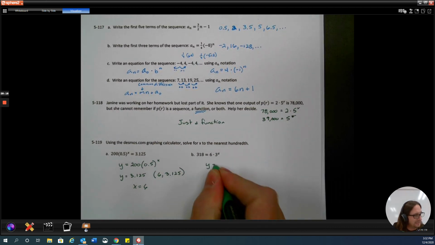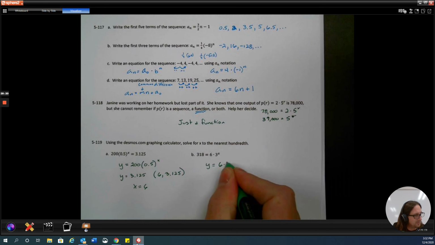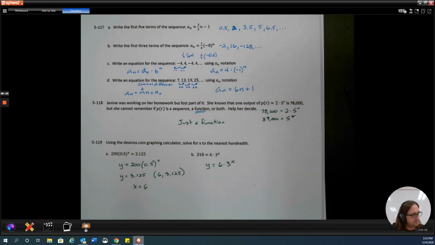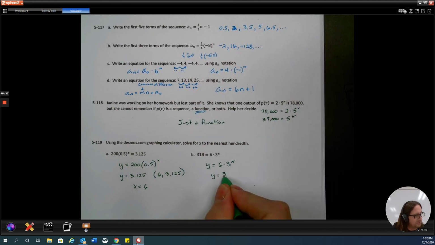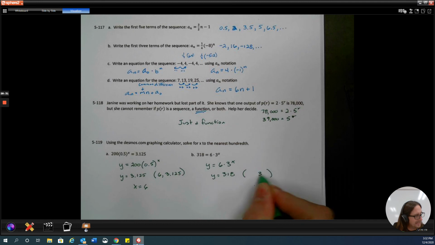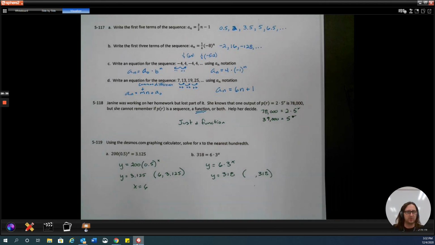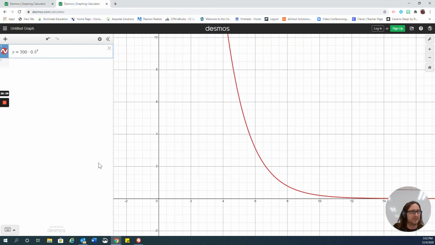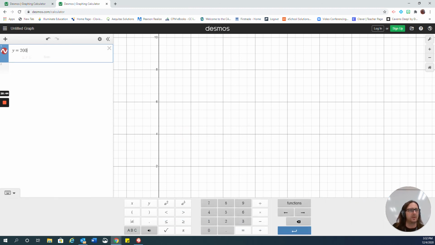So we're going to use y equals 6 times 3 to the x power. And y is going to be 318 for this one. All right, so 318. Let's find out where the graph says the x value should be. All right, last problem of the semester. Let's not mess it up. All right, so here we go.